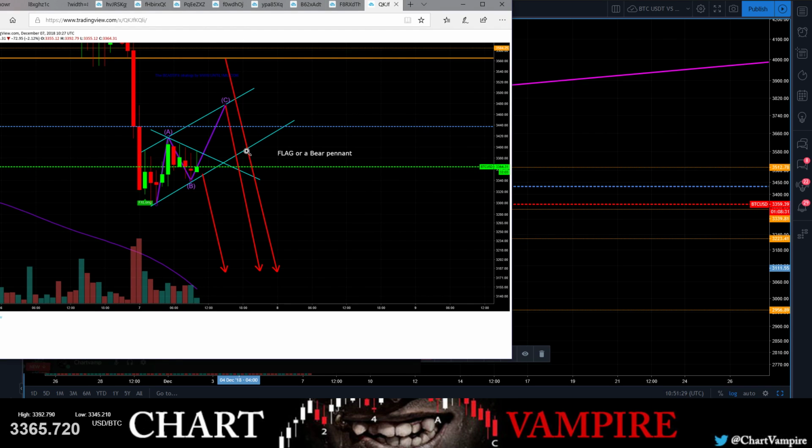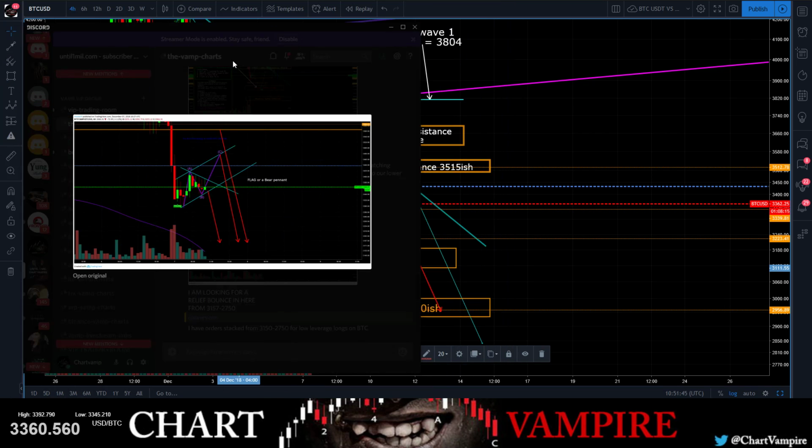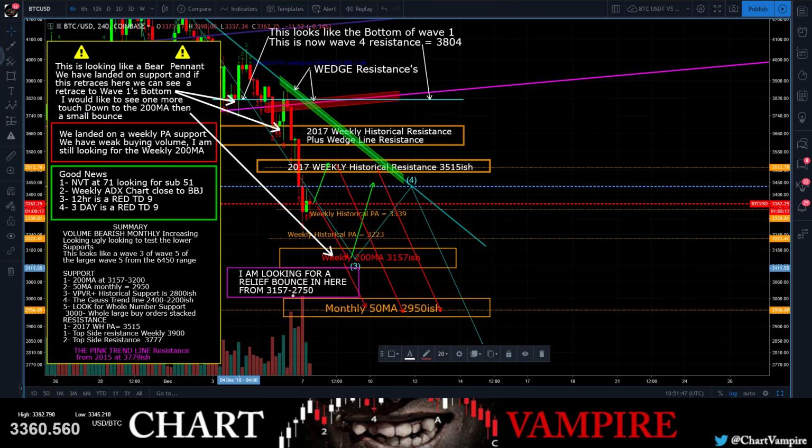We're creating a flag or bear pennant. Now this could easily look like an A wave, looks like a B wave, looks like it wants to make a C wave possibly. If it can pick up enough strength, it can pull the C wave up here. And we'll go over the top possibilities for this.